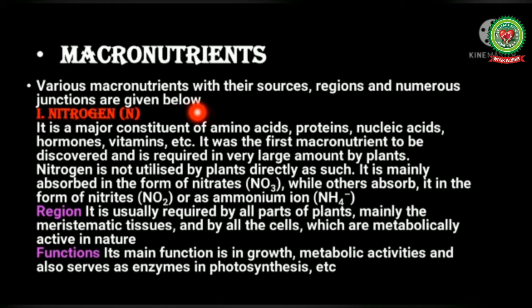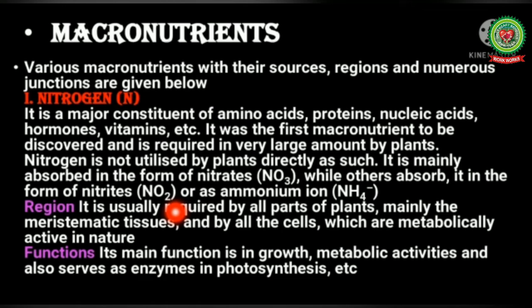The first macronutrient is nitrogen. It is a major constituent of amino acids, proteins, nucleic acids, hormones, vitamins, etc. It was the first macronutrient to be discovered and it is required in very large amount by plants. Nitrogen is not utilized by plants directly as such. It is mainly absorbed in the form of nitrates while others absorb it in the form of nitrites or as ammonium ions.